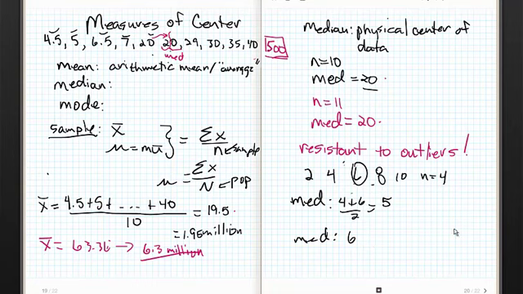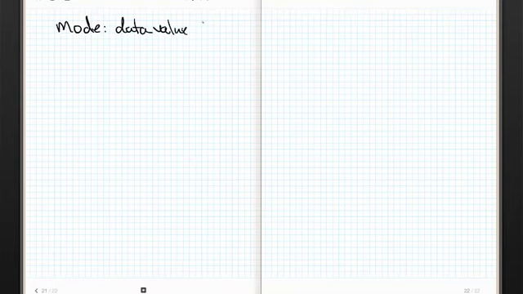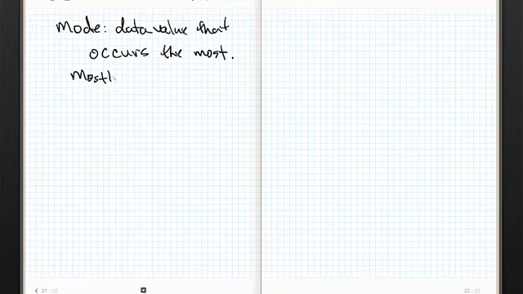Now let's go ahead and move on to the mode. The mode is simply the data value that occurs most. Now, I've been yelled at for this, but I believe it to be true. This is mostly, no pun intended, for qualitative or categorical data, so qual data. Now, let me show you why.